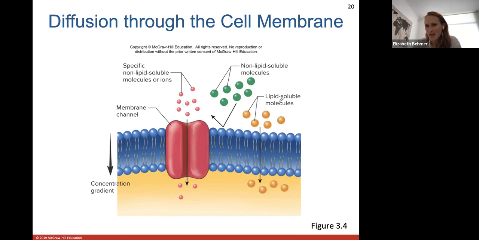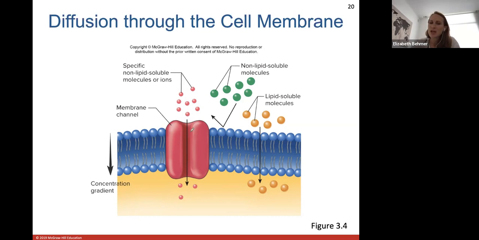Lipid-soluble molecules, like fats, are also hydrophobic. So they can pass directly through the cell membrane, because remember, the tails on the inside are also hydrophobic. Lipid-soluble molecules can pass directly through, but non-lipid soluble molecules cannot. So if we have a specific non-lipid soluble molecule or ion, it has a specific channel it's associated with. A lot of times only specific channels will work with specific ions.